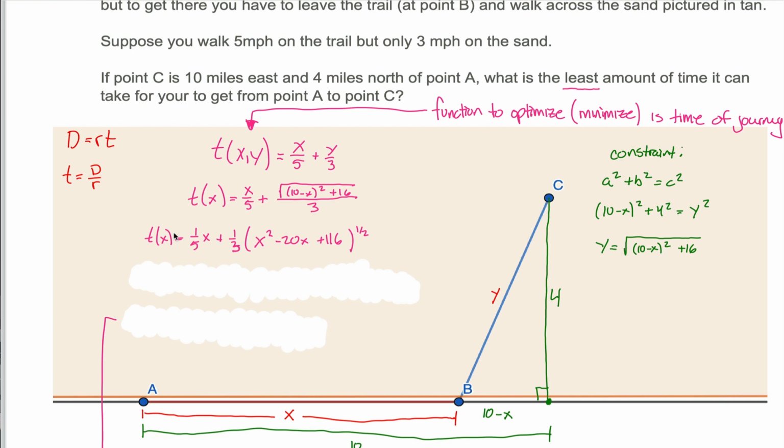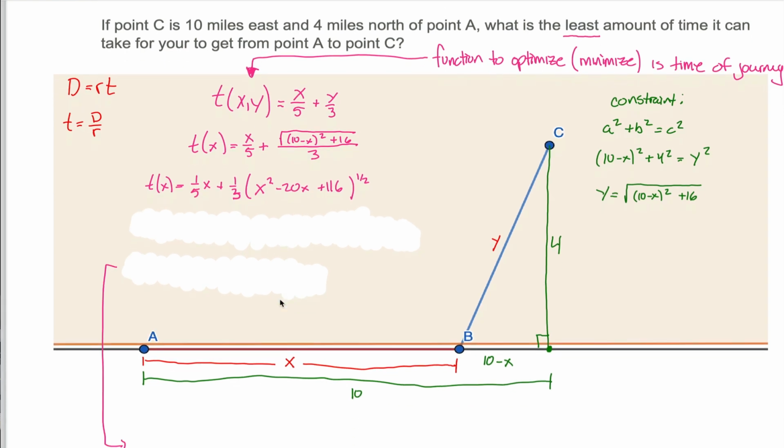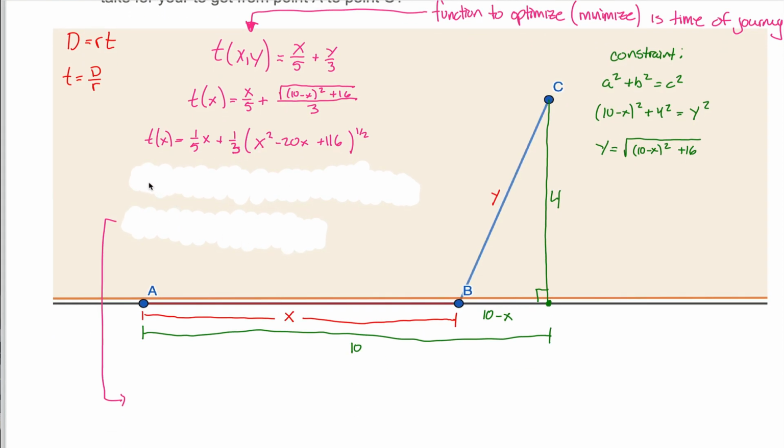I now have my one variable function in a form that's conducive to our derivative rules, so I'm going to figure out the derivative, t prime of x. I need the derivative because I'm trying to find critical values, and critical values come when the first derivative equals 0. So the derivative of a sum of two terms is just the sum of the derivatives. The derivative of 1/5 x is just 1/5. That's easy.